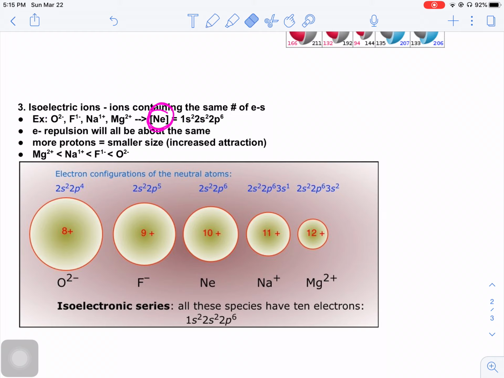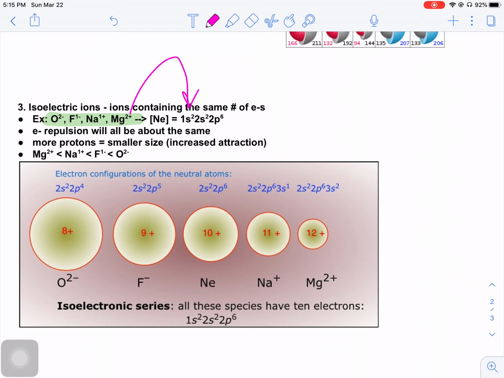On the flip side, sodium could lose 1 electron, and when sodium loses 1, it becomes like neon. Or when magnesium loses 2, it becomes like neon. So all of these ions right here, oxygen, fluorine, sodium, and magnesium, when they gain or lose electrons, they become all just like neon. Okay.